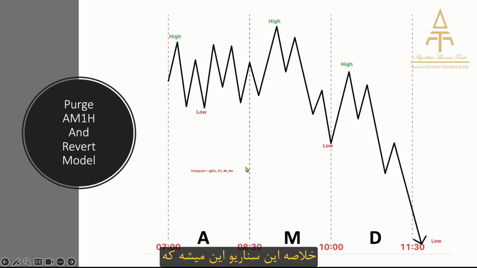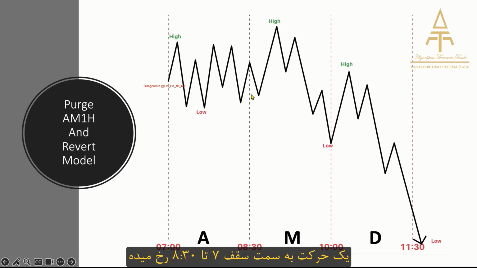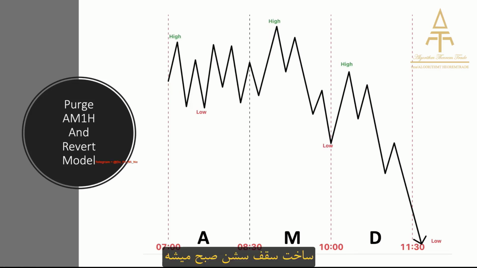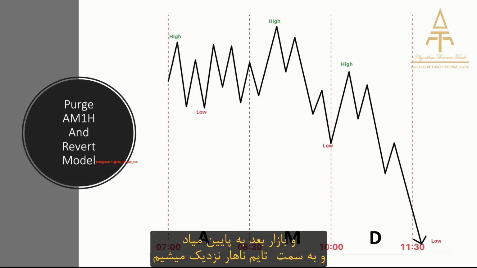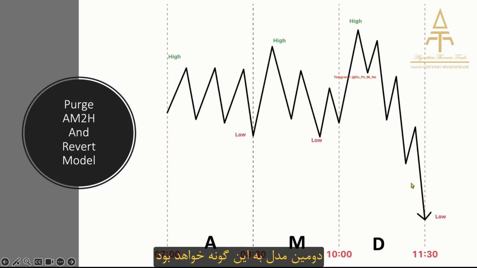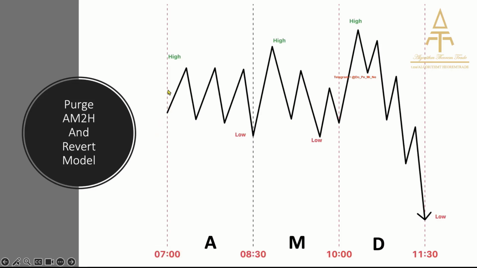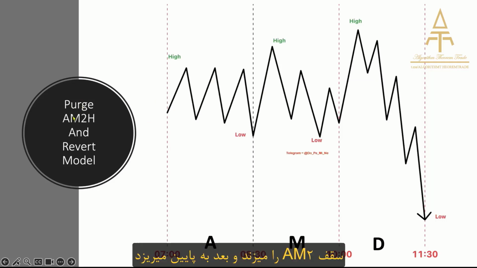So to summarize this scenario, we see a run on the high that forms between 7 to 8:30 during 8:30 to 10, and this sets up the highest price of the AM session, of the morning session, and then the market begins to fall and it distributes going into lunch at 11:30. The second model is the following. This is a scenario or profile in which there's a purge of the AM2 high and a reversal occurs.